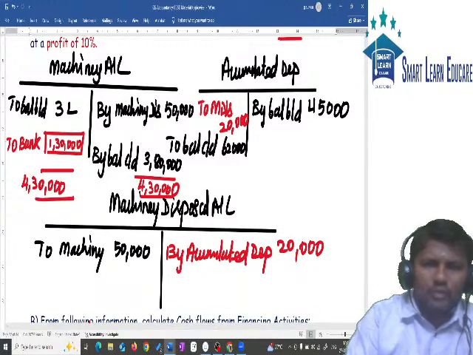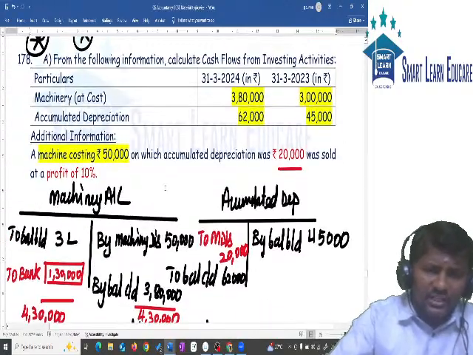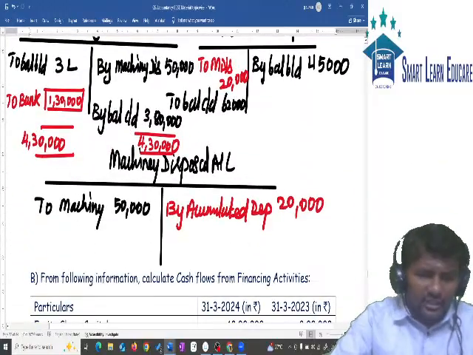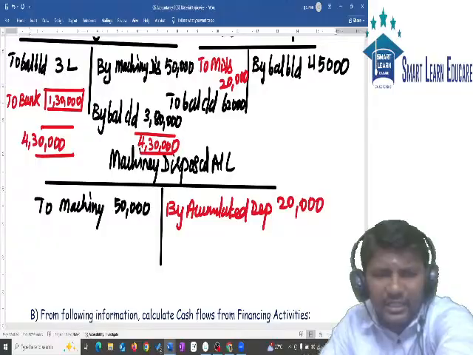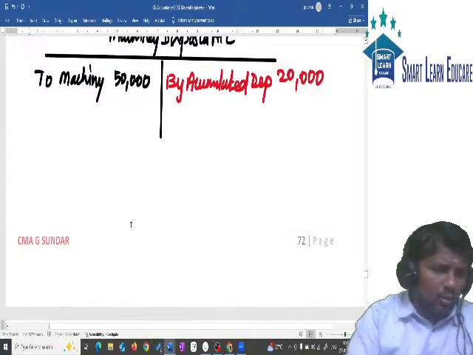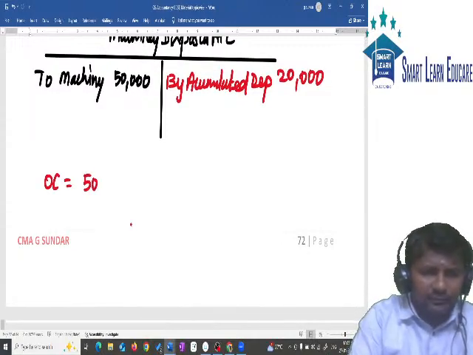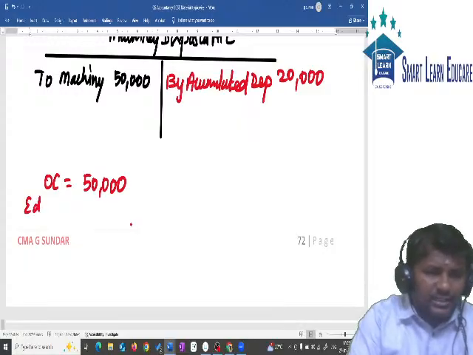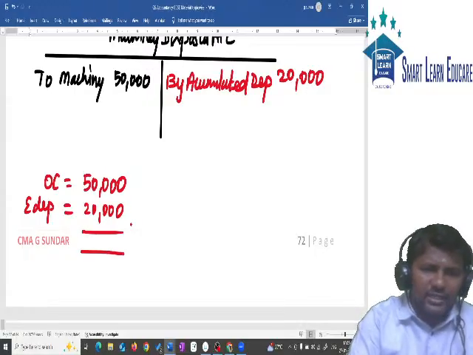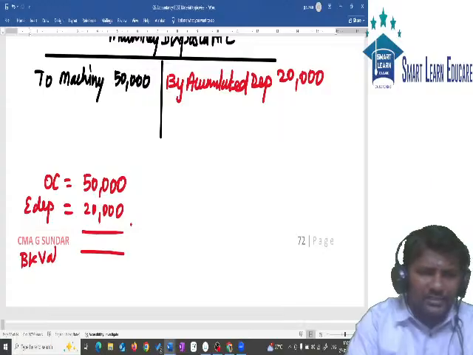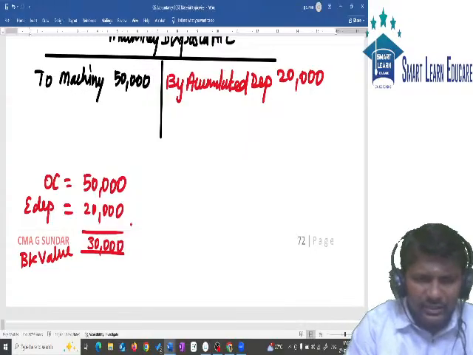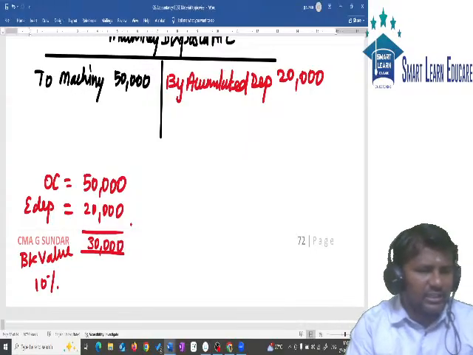And also, this machinery which is sold, how is it sold? It is sold at a profit of 10%. What is the original cost of the asset? Original cost of the asset is 50,000. And the accumulated depreciation on this asset is 20,000. Original cost minus accumulated depreciation will give you the book value of the asset. What is the book value of the asset? 30,000. And on this book value, it is sold at 10% profit.